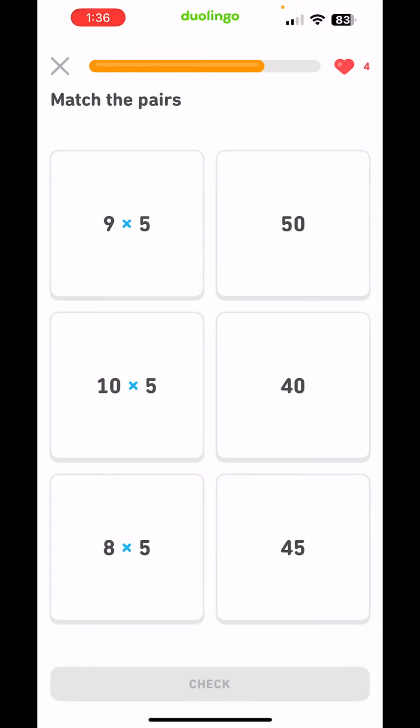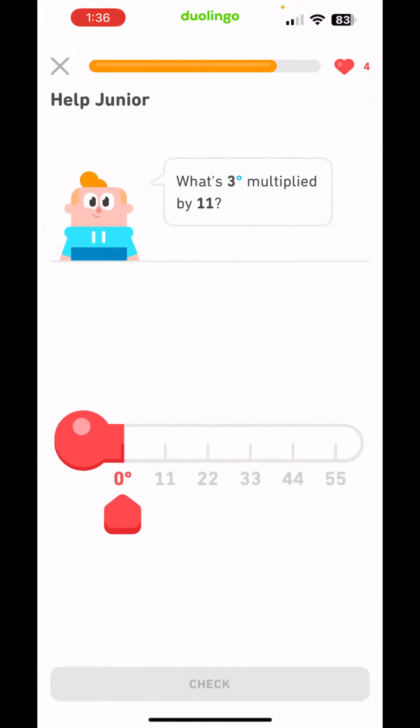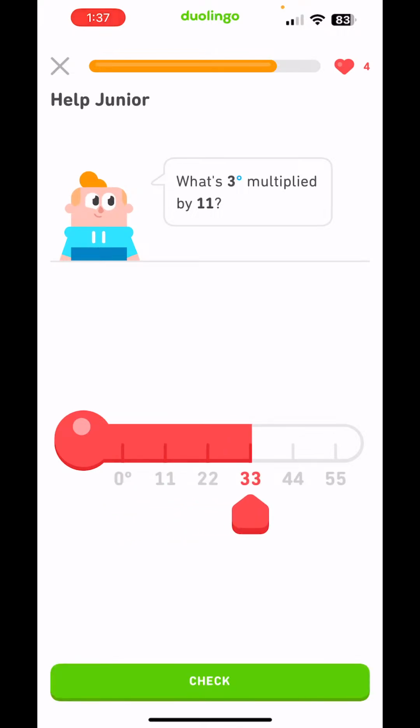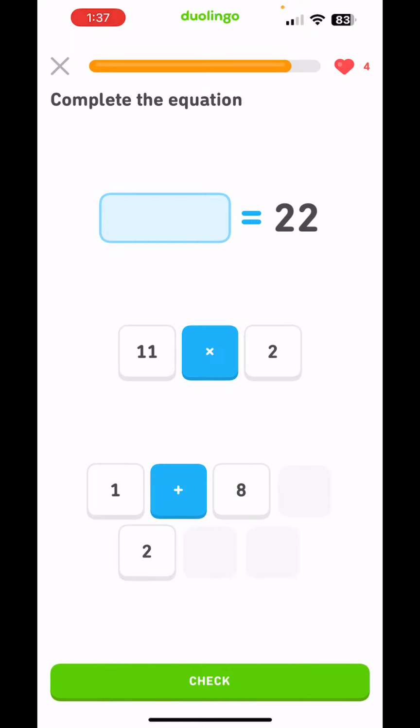9 times 5, if you think of a clock, when the long hand is at the 9, that's 45 minutes. So 9 times 5 is 45. 10 times 5 is 50. Same analogy, just think of a clock. 8 times 5 is 40. What is 3 multiplied by 11? Same concept. 11 times 3 is 33. So we'll just bring this thermometer up. There you go. So what times what, or what plus what equals 22? We see an 11, so we know that 11 times 2 is 22.